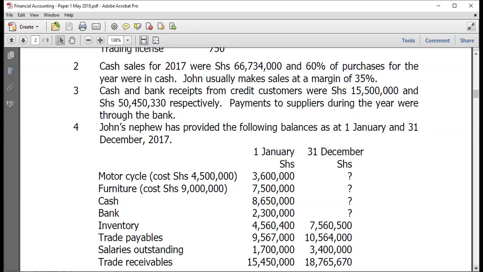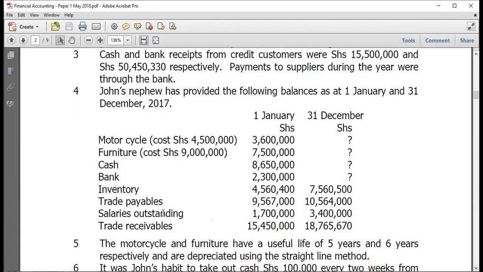And the same thing, we have inventory. They have given us figures for 1st January, 4,560,400. And then for 31st December, they have given us 7,560,500. Okay. They have also given us trade payables, 9,567,000, and then for December, 10,564,000. Okay. We also have salaries outstanding. We have 1.7 that we are starting with, and then we have 3.4 at the end of the year. Okay.